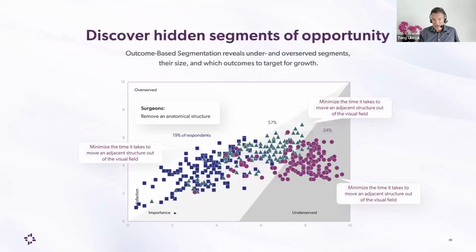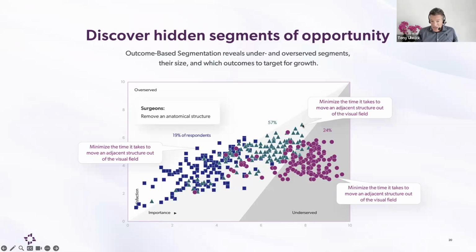And when we go to that next step and pick a 3-segment solution, and we're going to stick with the example, surgeons remove an anatomical structure, right? So what you're looking at here are the same 75-ish outcomes 3 times, but you see that they're plotted in different locations. Let's just track one outcome, right? Minimize the time it takes to move an adjacent structure out of the visual field.